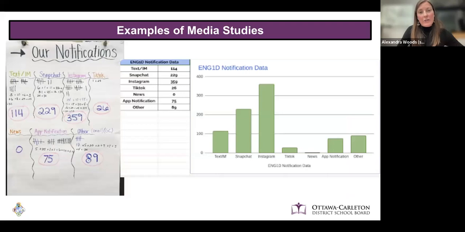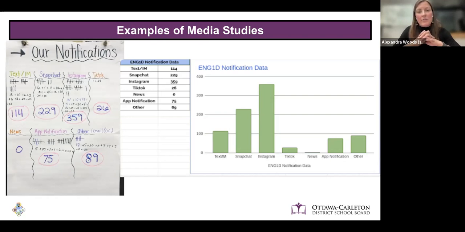So this is a photo that was taken last week in an English classroom. And this shows an example really of critical media literacy. Students tracked the notifications they received within a 75-minute period. Very brave teacher. And the results were then used to discuss media consumption, the impact of media on actions, beliefs, and self-esteem. As you'll notice, news has 0. Nobody received a news notification within that 75-minute period.